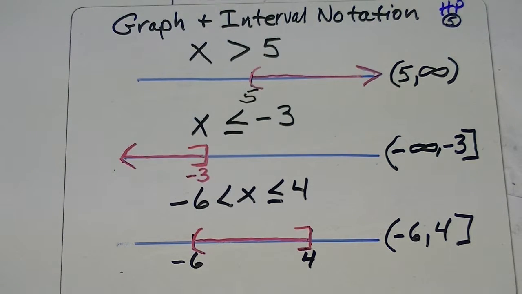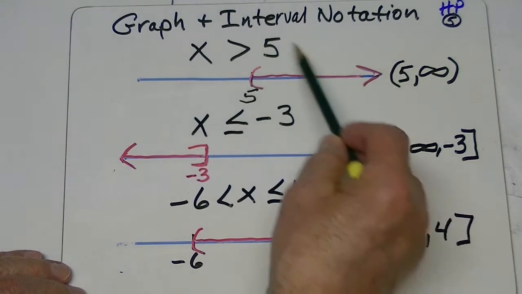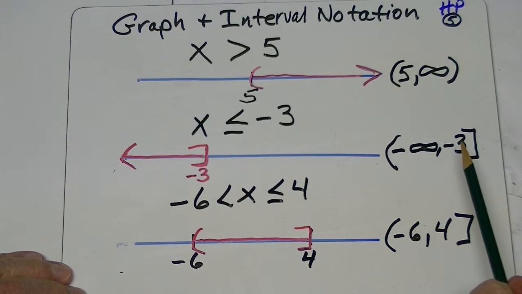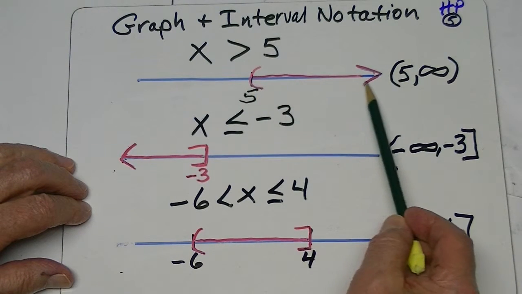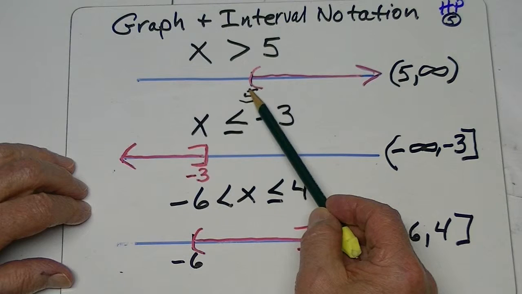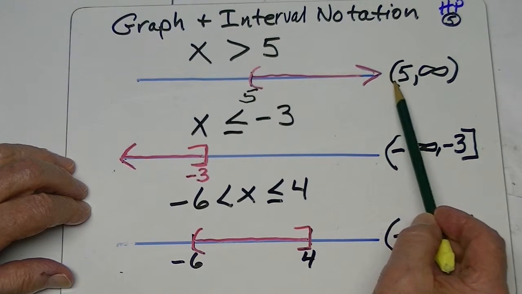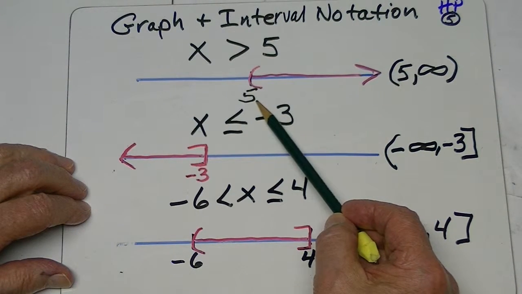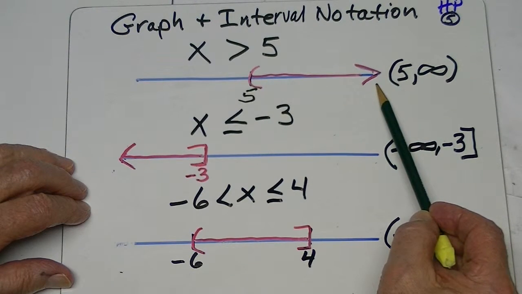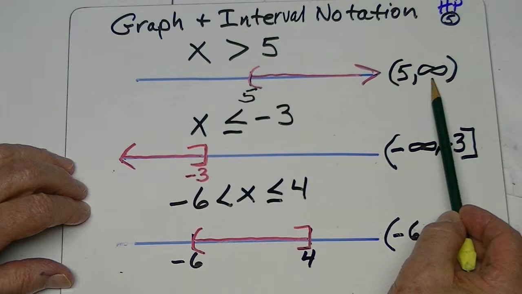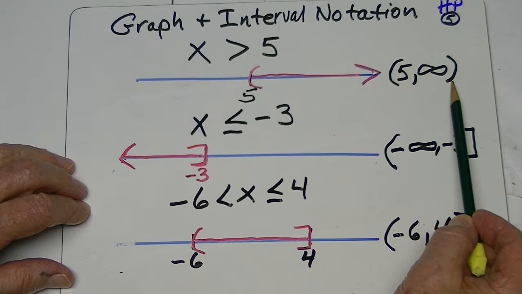Now, how would you write this in interval notation? Well, again, you can take it right from the graph. A parenthesis, 5, comma, and then this goes to positive infinity, and infinity always has a parenthesis.